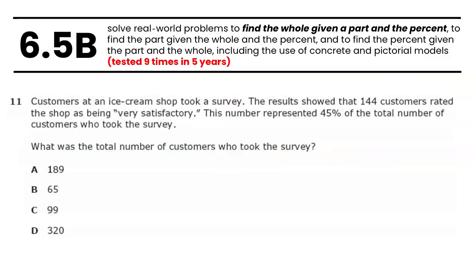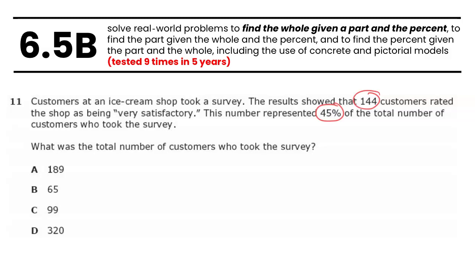One last released item has students finding the whole given the part and percent. Customers at an ice cream shop took a survey. The results showed that 144 customers rated the shop as very satisfactory, and that number represented 45% of the total number of customers who took the survey. So once again, we have a number, 144, that is associated with a percent, 45%. And so that is a clue that we're going to be looking for the whole here, because I'm given a percentage that is smaller than 100 and a number that is associated with that percentage.